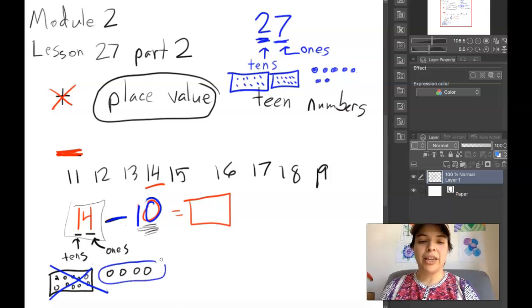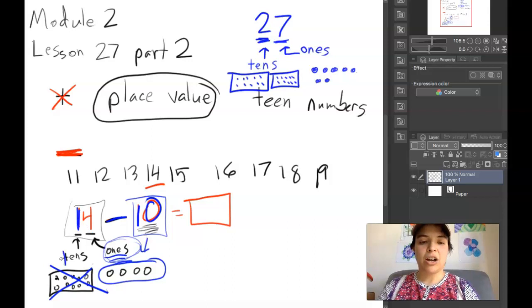So what do we have left? All we have left are the ones. Anytime you're taking 10 away from a teen number, you're going to be left with just the ones. Only the ones will be left, because this means 10.